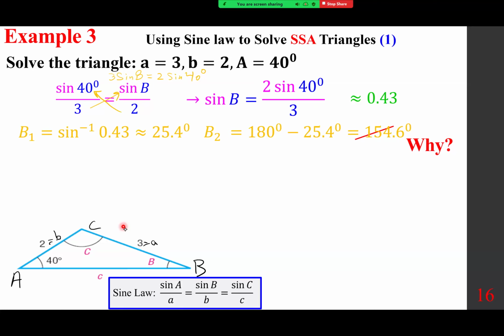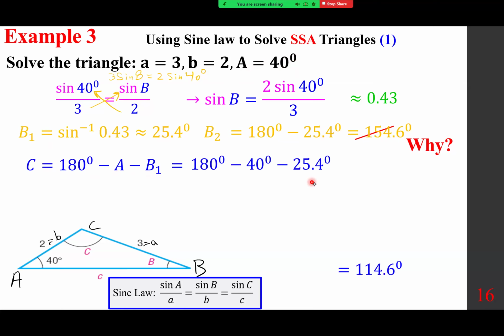All right. So this fails, this is out. What about this one? One angle is 40. One angle is 25.4. Add them up, subtract from 180. So the last one, C, is 180 minus A minus B1. That means subtract the sum of these two, and you get 114.6. One thing I want to add: because this is not working out, we're going to call it C, but if it was working out, we would call this C sub 1 and then C sub 2. So that refers to two different possibilities.